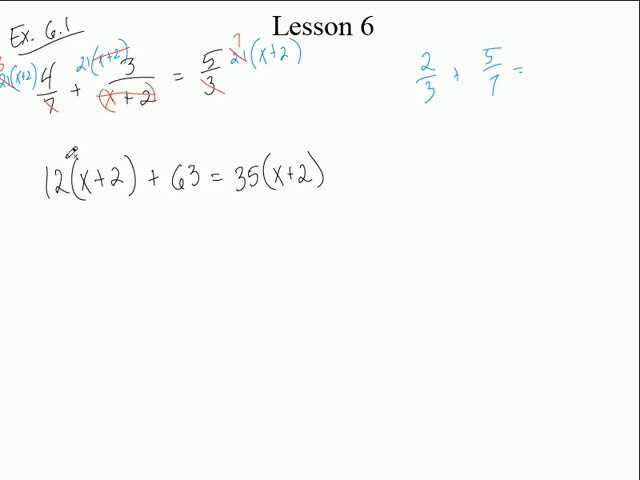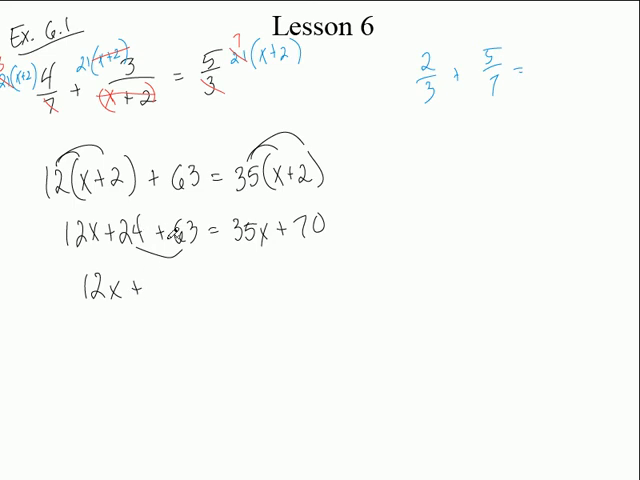All right, so let's just do this really quick. I'm not going to spend a lot of time explaining this. Distribute the 12. So I've got 12x plus 24 plus 63 equals, distribute the 35. So it's 35x plus 35 times 2, which is 70. Let's do this. I see these two right here. I can add those two like terms up. Let's do that first before we do anything else. So would that be 87? That's 35x plus 70.